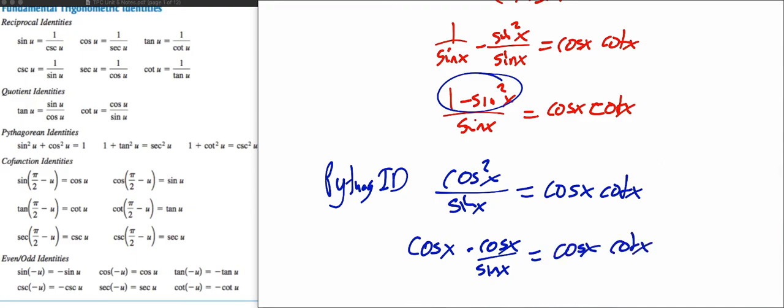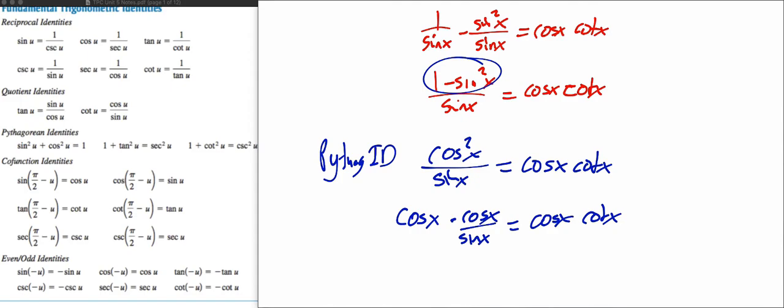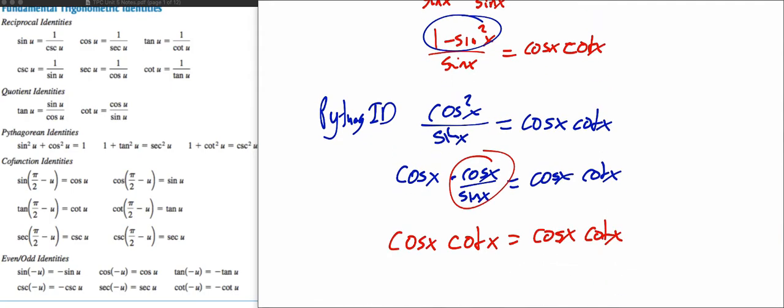Now that cosine of x over sine of x, using the quotient identity, is by definition the cotangent of x. So we end up with the cosine of x times the cotangent of x equals cosine of x times the cotangent of x. Again, that's a quotient identity.